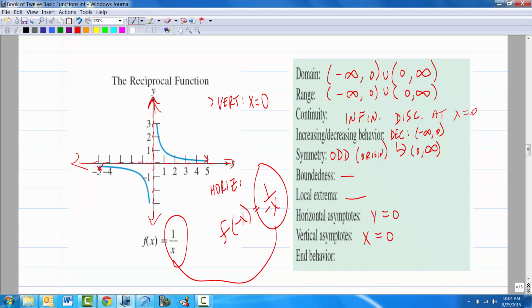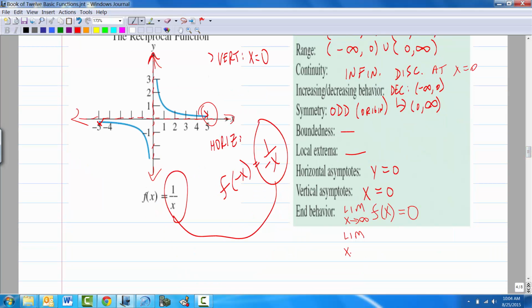Then the end behavior. This is awesome. What's the limit as x approaches infinity? What does y approach? Not infinity. It's what? That's the whole point of the asymptote. As you get awfully large for x, y actually approaches 0. And then what about x approaches negative infinity? It's also 0. So good job.